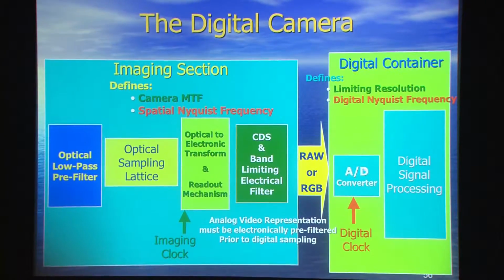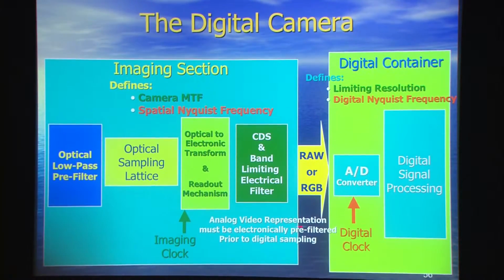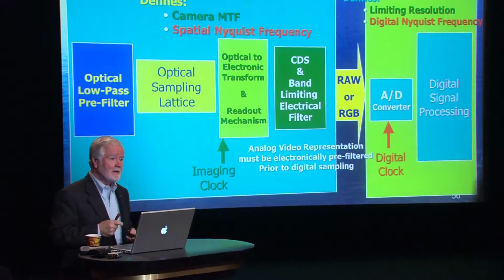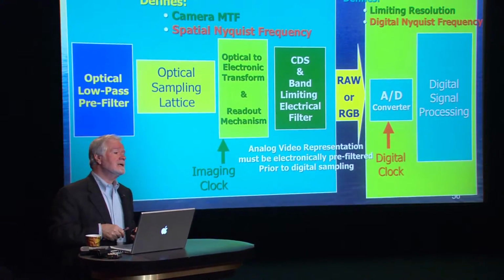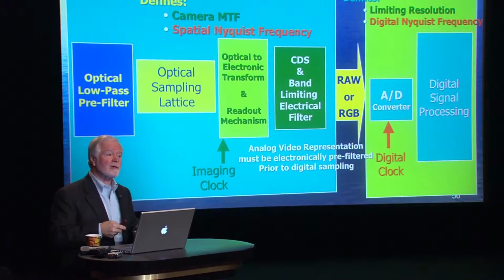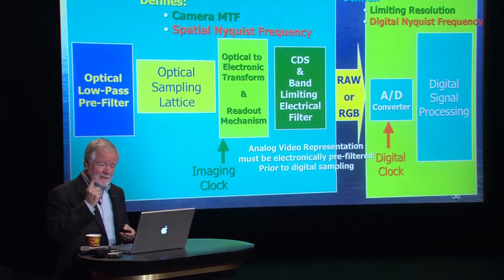And because of this sampling, you have to have an electronic pre-filter. So all cameras will have an optical pre-filter and a digital pre-filter. By the way, the lens that hangs on the front of the camera has its own shape in terms of response. So it is another pre-filter that has to be taken into account.